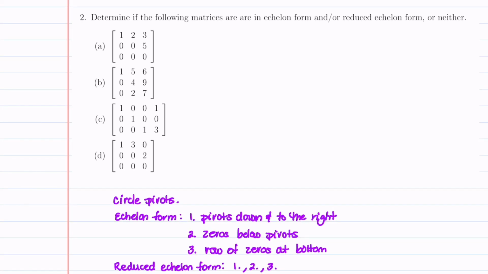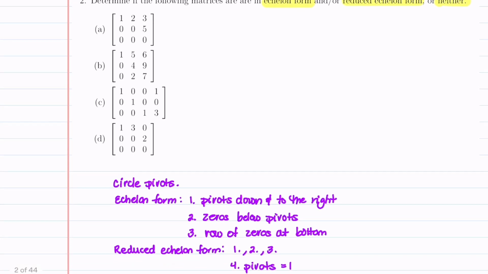In this question, we're given four matrices and we're asked to determine if they are in echelon form or in reduced echelon form or neither. Down below, I've written down the steps that we can follow.